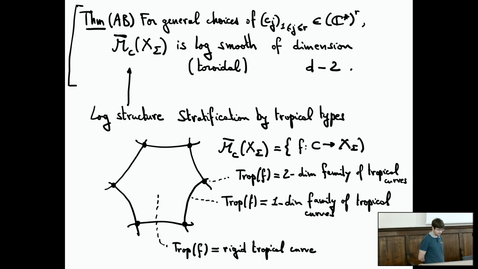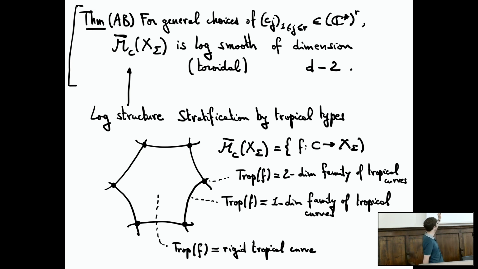And for each of these strata of the moduli space, there will be a corresponding tropical type. So if I take a curve in the interior of this moduli space, if you look at such a log curve, then its tropicalization will be a single tropical curve. So this log curve will be like a smooth curve over the point with trivial log structure.